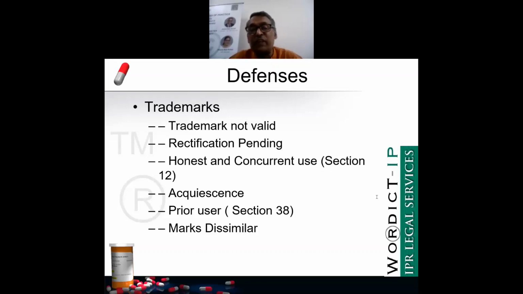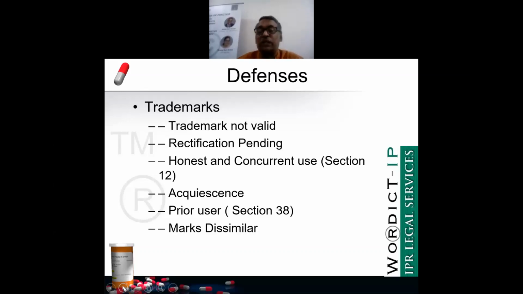Then, next defense is prior user, where the defendant says that I am a prior user than the plaintiff. Now, the wisdom of law under the Trademarks Act is that a prior user is a more powerful user than a registered user. Now I'll answer all the questions about acquiescence being 5 years and all that, but acquiescence as claimed before the registry is different, and the claim of acquiescence before the civil court is slightly different. Now, prior user is where the defendant had been using the mark prior to the plaintiff.